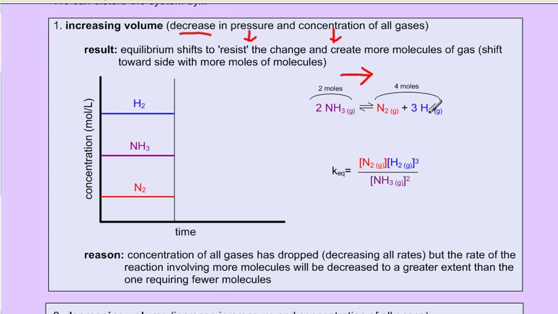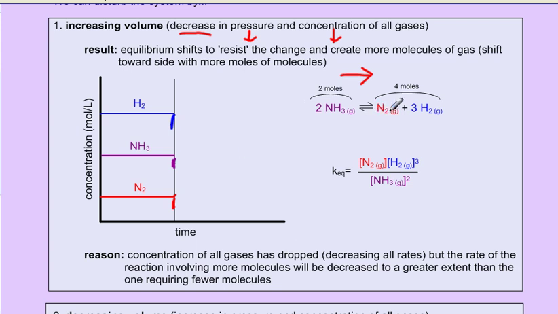And that's because the rate of this reaction is dependent only on these 2 molecules of ammonia. The reverse reaction is dependent on 4 moles worth of molecules, if you think about it that way. So the decrease in rate is going to be greater for the reverse reaction than it is for the forward reaction. So in the moment that the concentration change happens, we're going to see a drop in all of these values because we've increased the volume, so we've decreased the concentration of everything in that moment of stress.